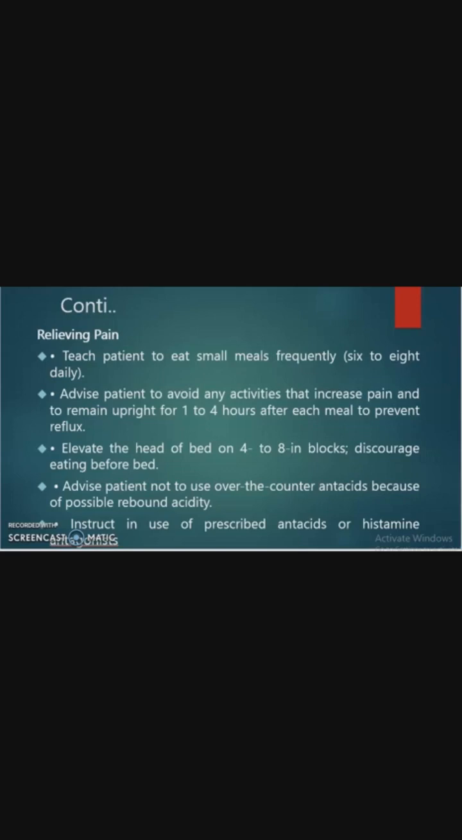Then elevate the head of the bed on 4 to 8 inch blocks and discourage eating before bed. Then advise the patient not to use over-the-counter antacids because of possible rebound acidity, and instruct in the use of prescribed antacids or histamine antagonists. So these are the management part.